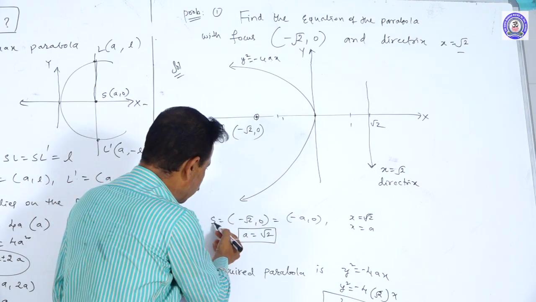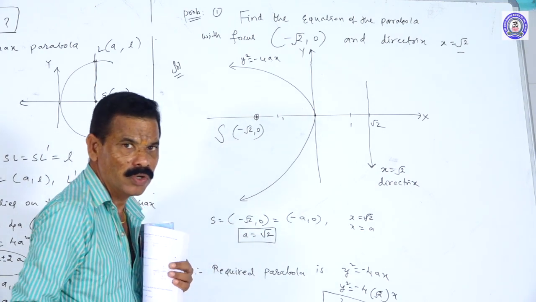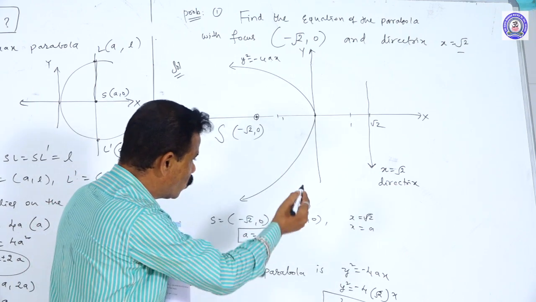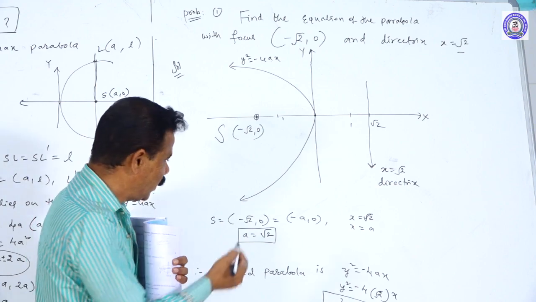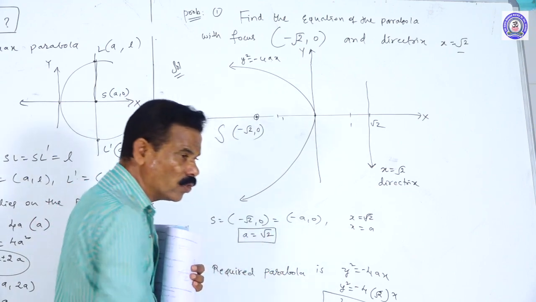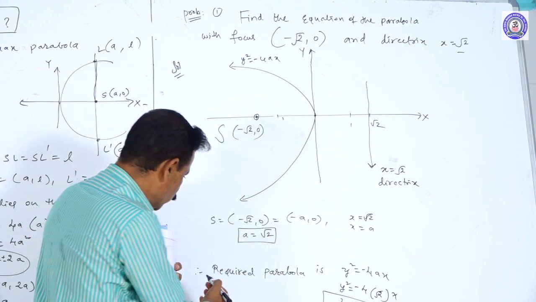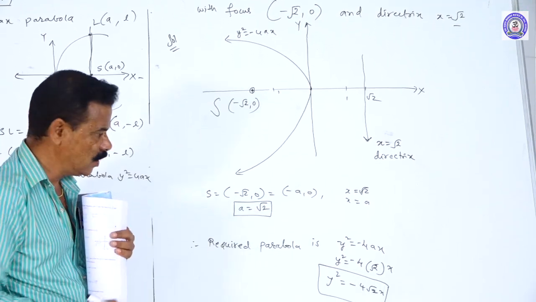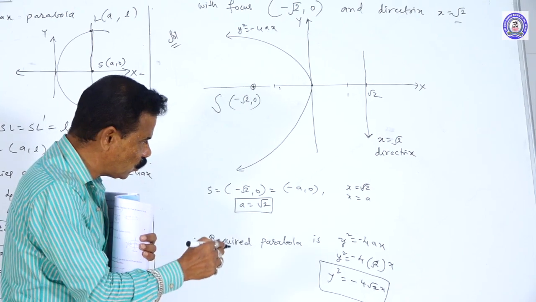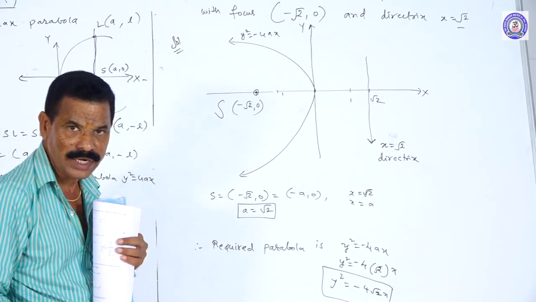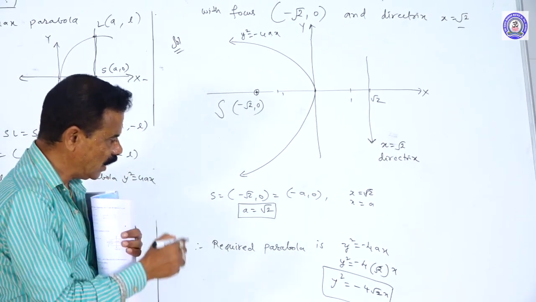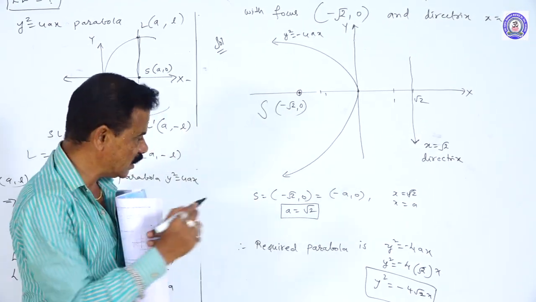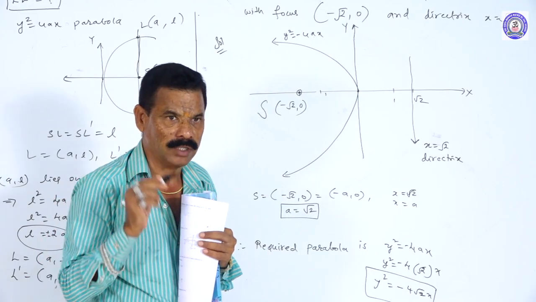So from the point S = (-a, 0) = (-√2, 0), that means -a = -√2, and x = √2 means x = a. The value of a is exactly √2. So the required parabola is y² = -4ax. Substituting the value a = √2, finally y² = -4√2 x. It is the required equation of the parabola.